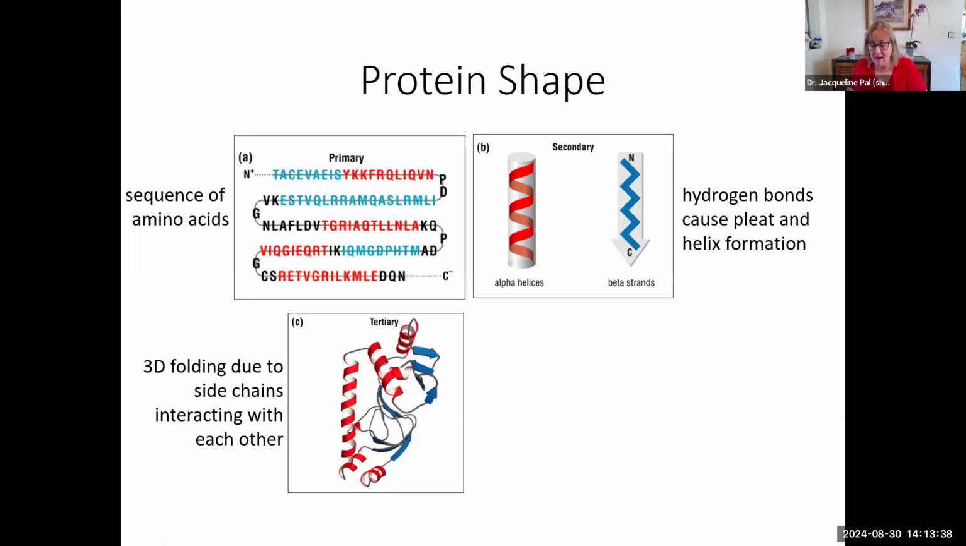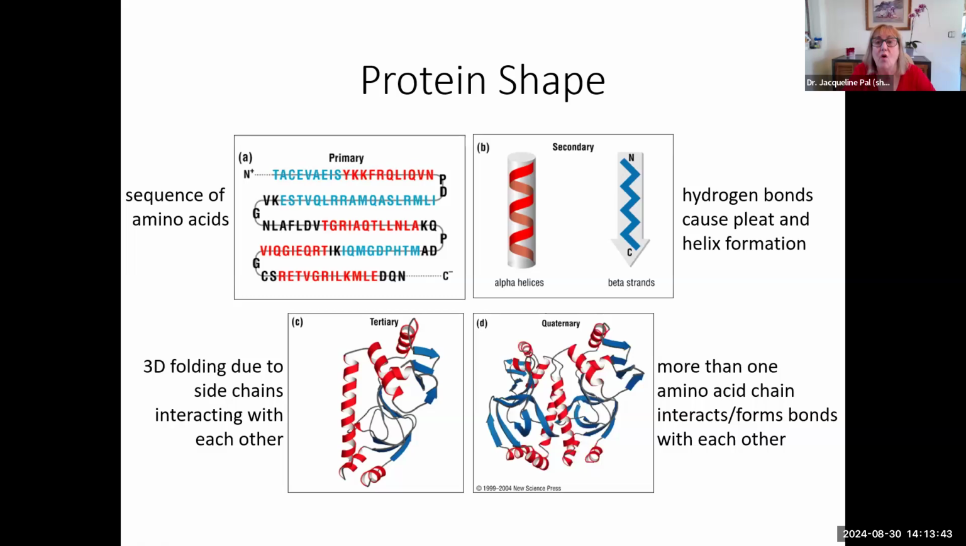And then for our final protein shape, our quaternary structure, more than one amino acid chain will interact or form bonds with each other. With just one strand of yarn, depending on how we fold it, we can make baby booties, or we can make a hat out of it. But with multiple strands of yarn that can interact with each other, we can make the front of a sweater and the back of a sweater and the arms, and then they can all interact with each other and we can make a complete sweater.